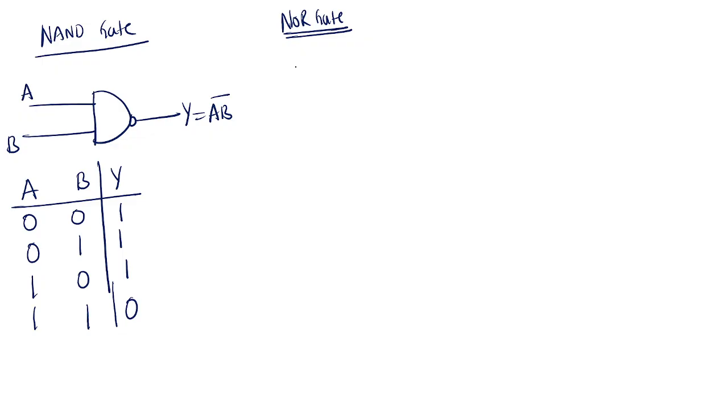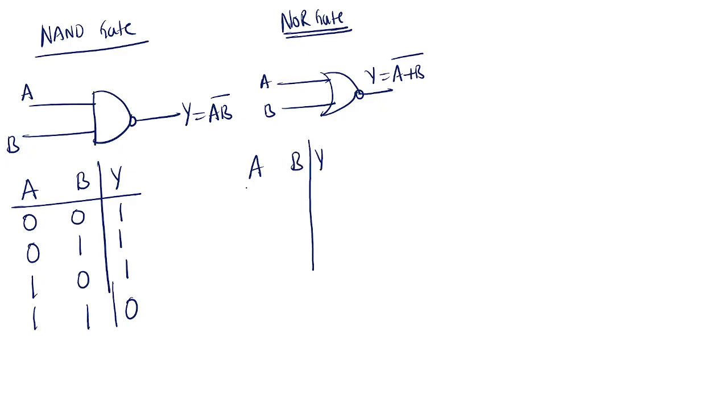NOR gate: this is the symbol for NOR gate. A, B, and output Y equals (A OR B) whole bar. In the truth table, A, B, output Y: 0 0, 0 1, 1 0, 1 1. Any one of the input is high, the output is low. Both inputs are low, the output is high. This is NOR gate.